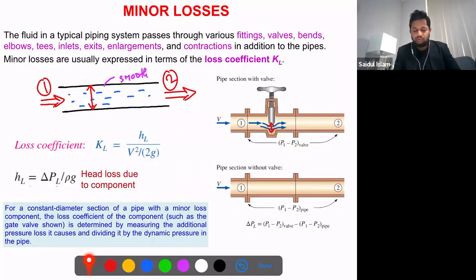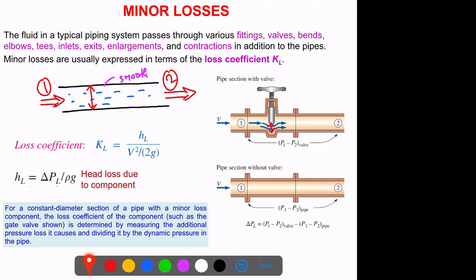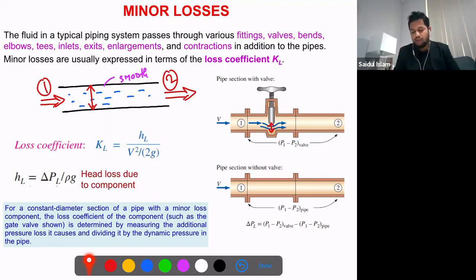So when we think about a piping system, we will get a lot of these, and what we'll get is the minor loss. Previously we learned how to calculate the major loss, and now we are going to talk about the minor loss. So what actually happens? This minor loss is very small. That's why it is sometimes negligible.